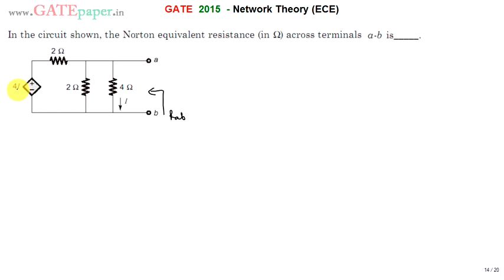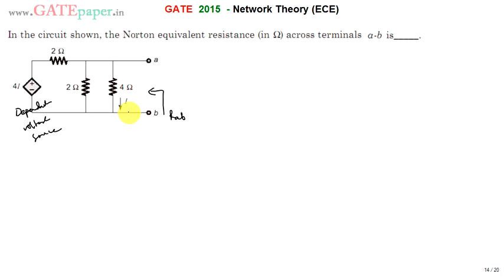So if you look at this circuit, this is a dependent voltage source, so you cannot make it a short circuit. If it were independent, then it would simply be replaced with a short circuit. Then RAB is equal to 2 parallel with 2 parallel with 4, that is 2 parallel 2 is 1, 1 parallel 4 is nothing but 4 by 5 ohms. But that is not the case here, since this is a dependent voltage source, so you must consider it.